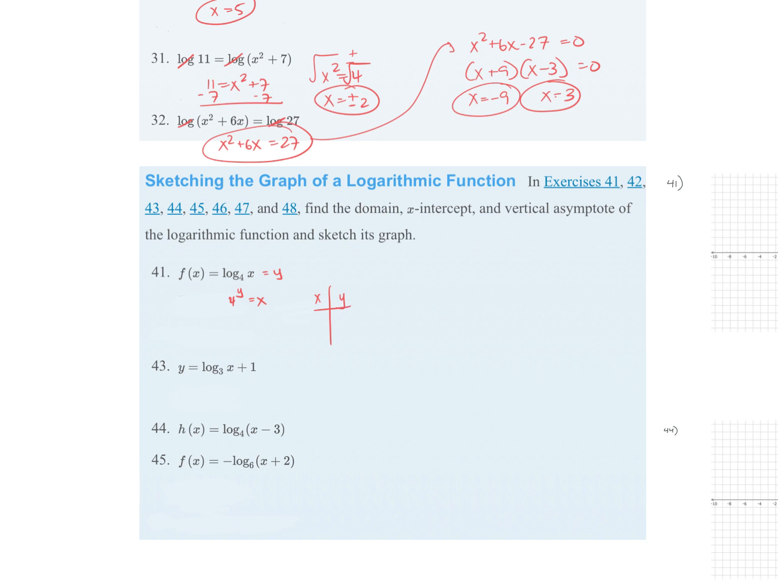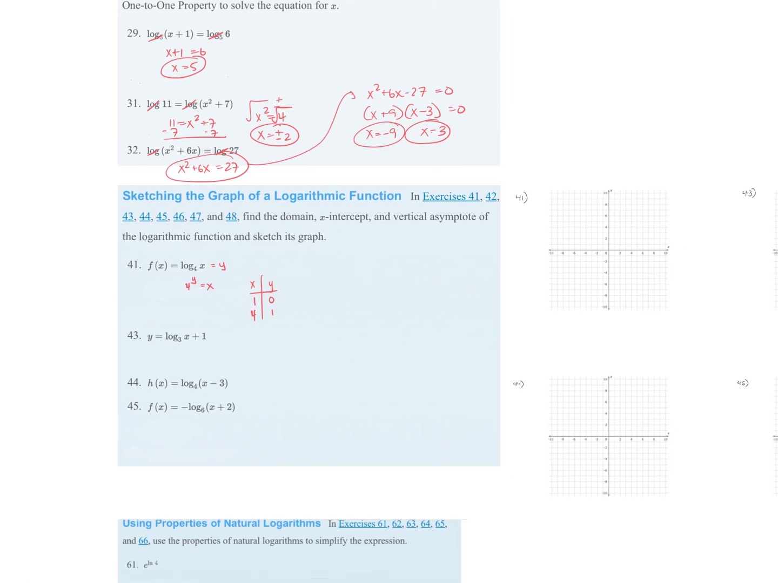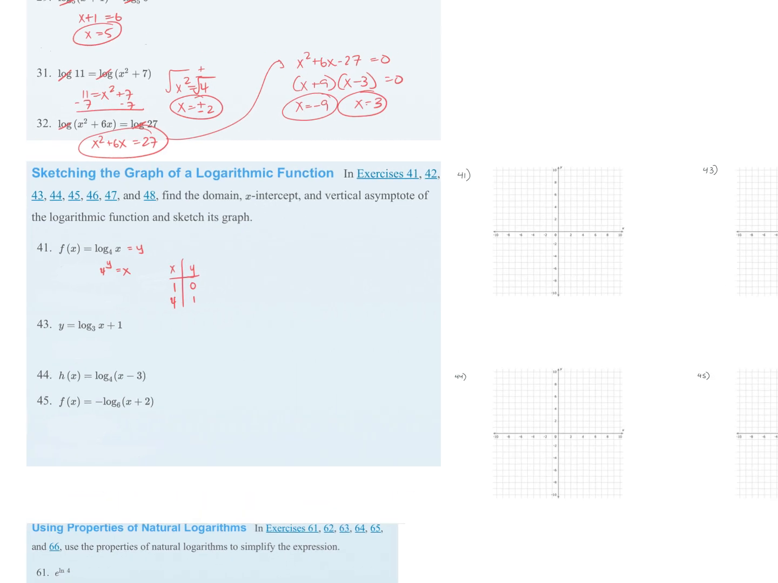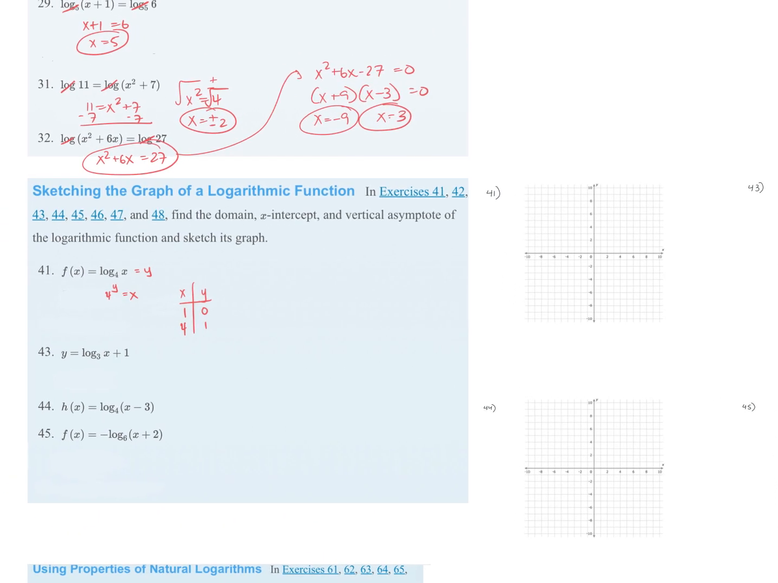You're going to just make, let's say, y equal to 0. 4 to the 0 is 1. You'll make y equal to 1. 4 to the 1 is 4. And that's enough points for a logarithmic function. So you're going to come over to your graph, and you'll graph the original. Again, you'll go to 1, 0, and you'll go to 4, 1.